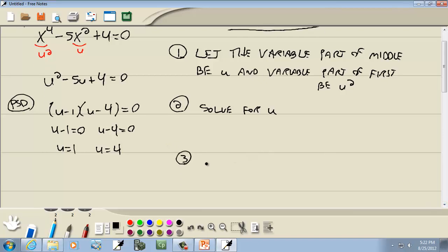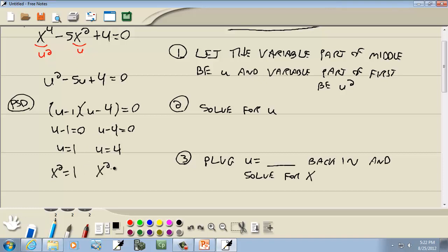Step 3. Plug u equals blank back in and solve for x. Every problem will be different in this step. In this particular one, we let u equal x squared up here top. So now we're going to plug x squared back in for the u. So we got x squared is equal to 1, and x squared is equal to 4.